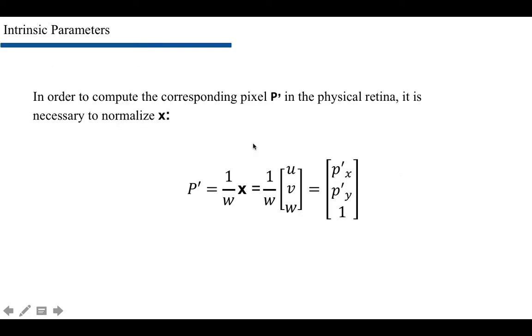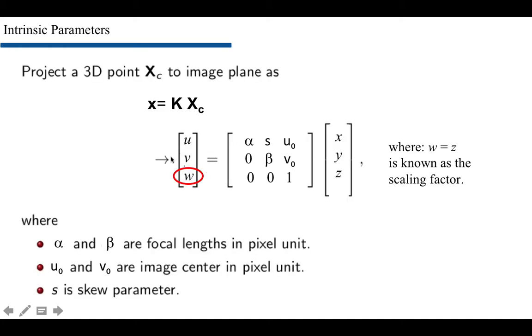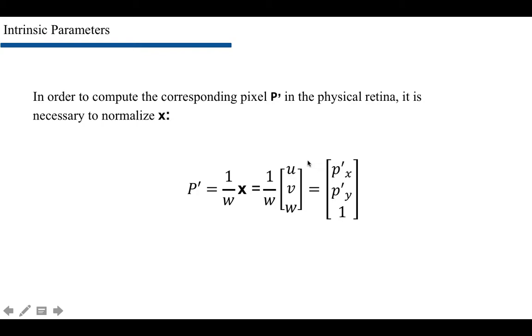So what do we do in order to get the corresponding pixel p prime in a physical retina? In order to get this point in the physical retina, it is necessary to normalize, because what we get after this simple matrix multiplication is a vector, but it won't be the final pixel coordinate vector. In order to get the final value, we need to multiply it times 1 divided by w. We take this value directly from here. If we do this, then we will get the right number in the image.